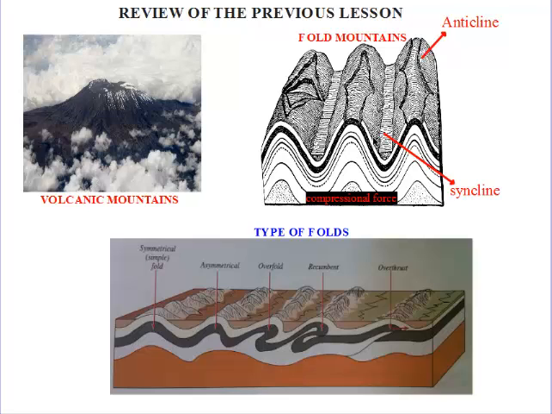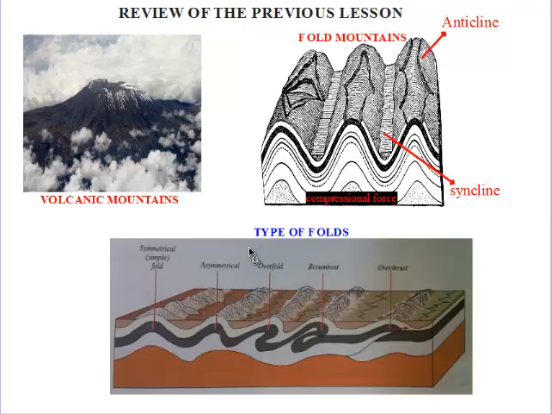Then we looked at fold mountains. We said fold mountains are mountains that are bent into upfolds and downfolds. We said the upfolds of fold mountains are known as anticlines, and the downfolds of fold mountains are known as synclines. And fold mountains are formed when compressional force acts on two crustal blocks or plates, and when these plates collide, the rocks that have been formed in the geosyncline raise up into upfolds and downfolds, forming a fold mountain.